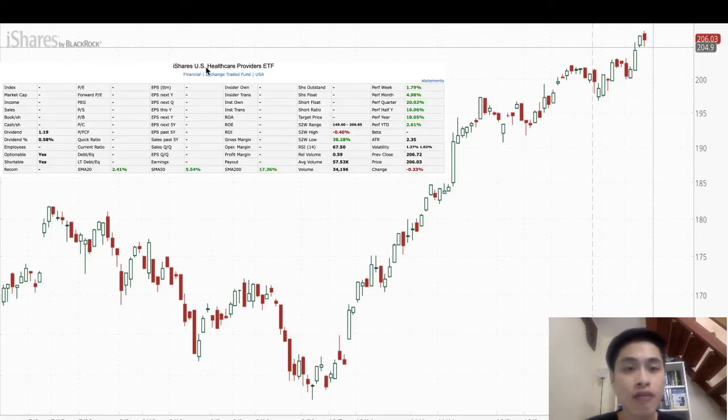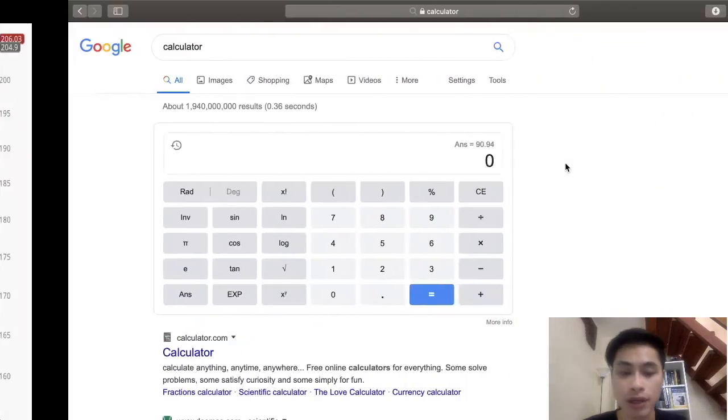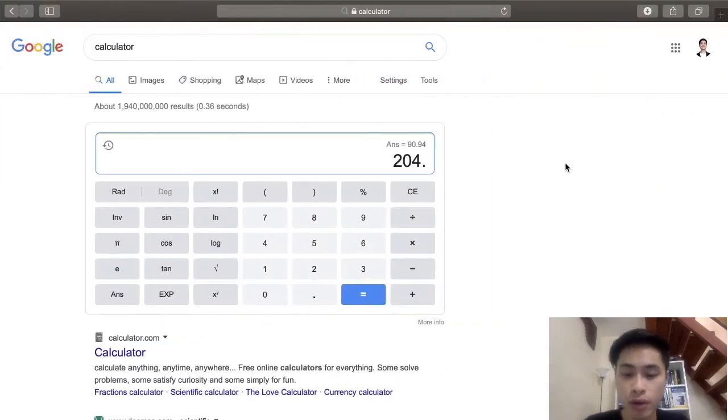So the ATR for this stock, in this case, we got this value from Finviz. So the ATR is over here. So it's 2.35. So where do we want to set our stop loss? So our stop loss will be 2.35 below 204.9. So let's calculate that. 204.9 minus 2.35.